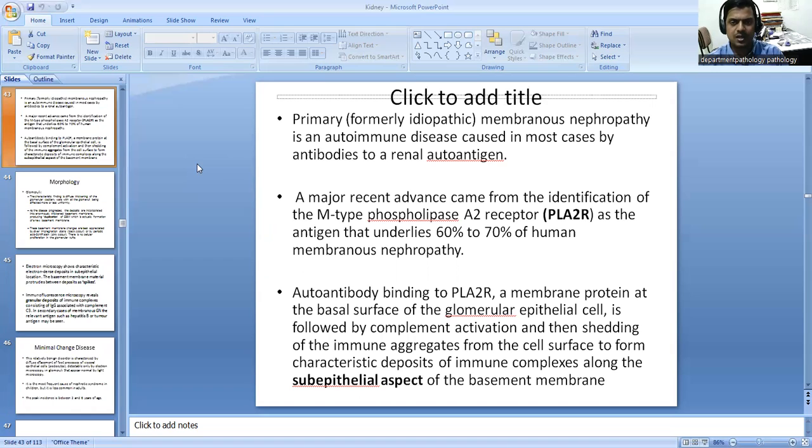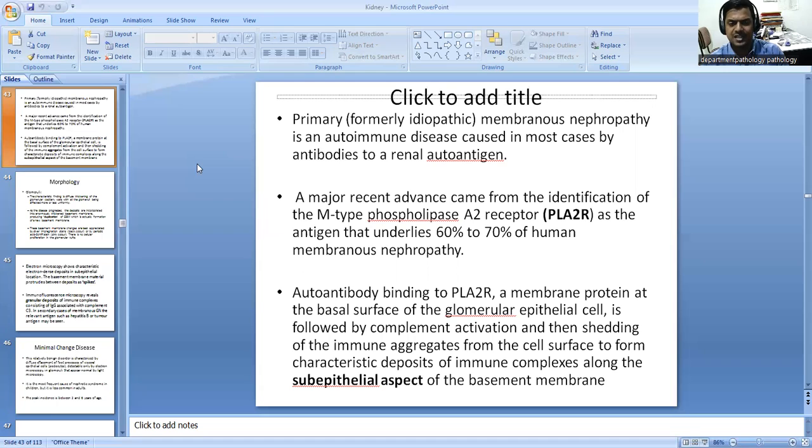Primary, formerly idiopathic, membranous nephropathy is an autoimmune disease caused in most cases by antibodies formed against renal autoantigen. A major recent advance came from the identification of M-type phospholipase A2 receptor, very important, that is PLA2R, as the antigen that underlies 60% to 70% of human membranous nephropathy.